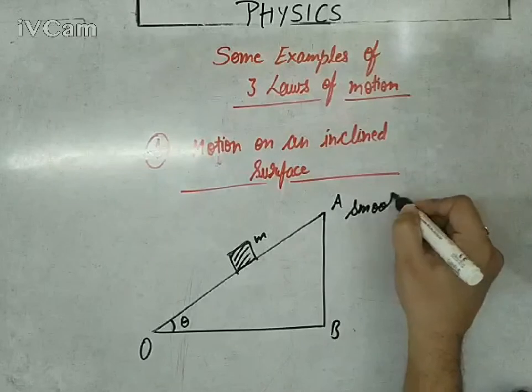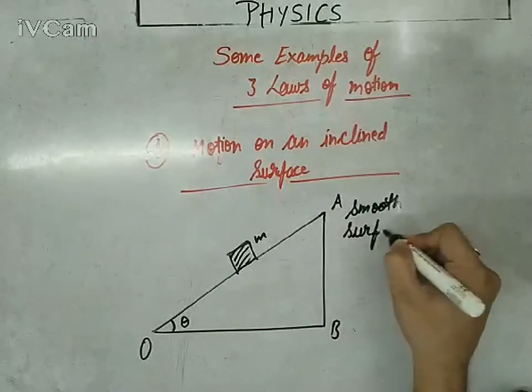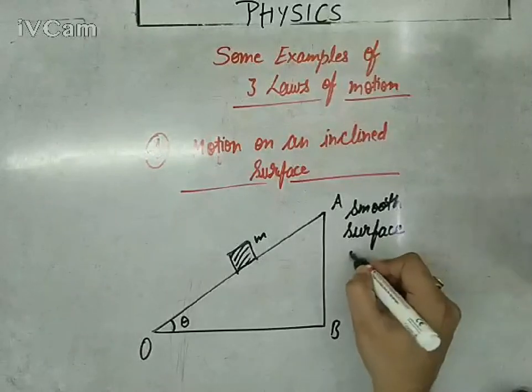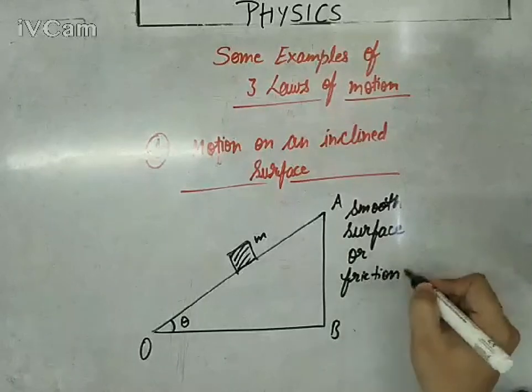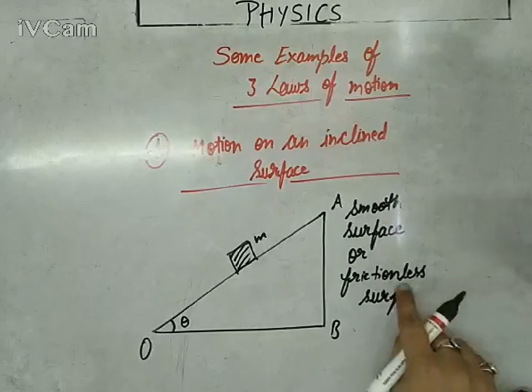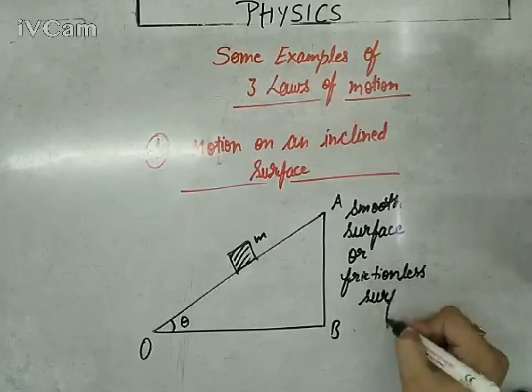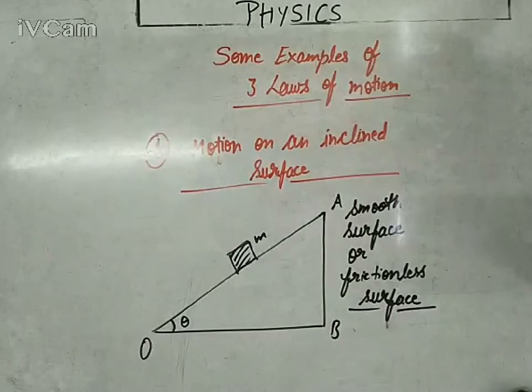Whenever it is written that a smooth surface or a frictionless surface, it means there is no role of friction in the given scenario. A frictionless surface means no friction is there. So if it is written in the question that we are talking about a smooth surface, clearly keep this in your mind: friction won't be effective in that particular situation.